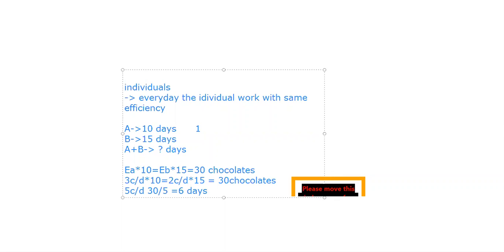Now this third method will help you a lot. So you should be good at calculating LCM. But this third method will help you a lot. So this is just the basics of individuals. Now let me do a basic question.